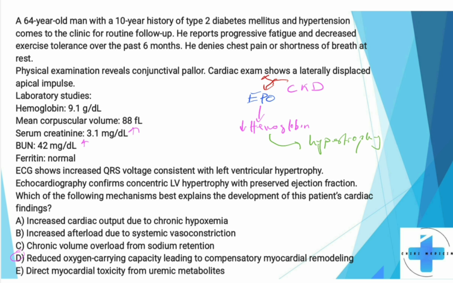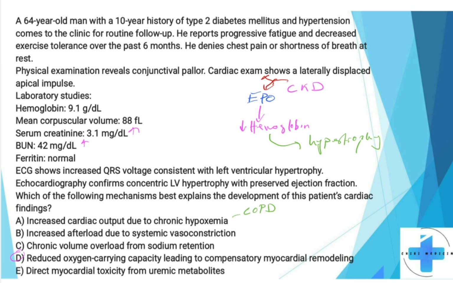So let's look at the other options. Option A, increased cardiac output due to chronic hypoxemia. This is something you really see in COPD, right? You are going to have that increased left ventricular hypertrophy, but it's as a result of there being little oxygen coming into the blood, so you're going to have to pump harder to get that going.